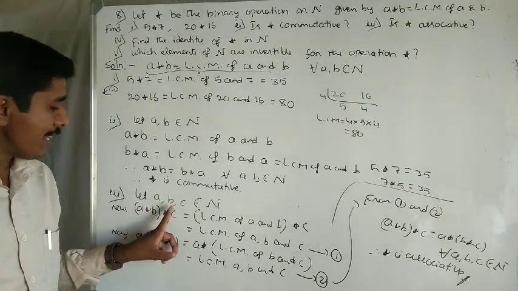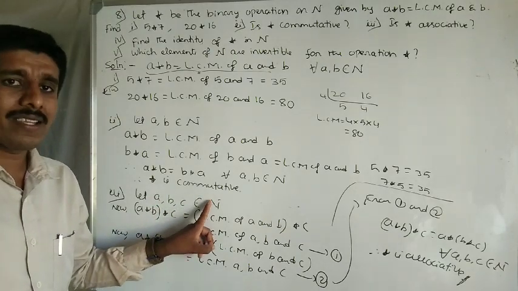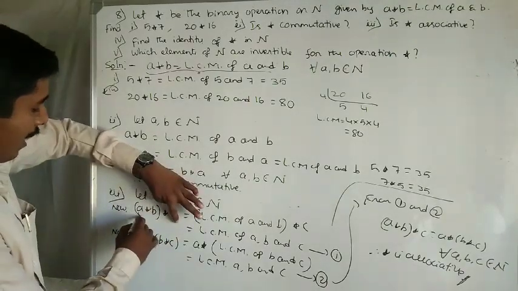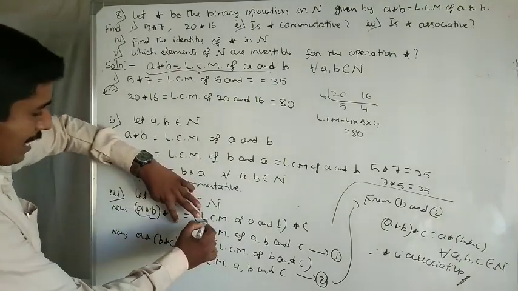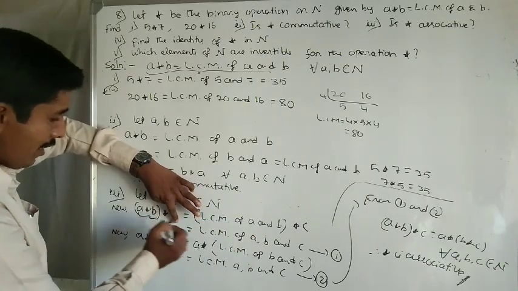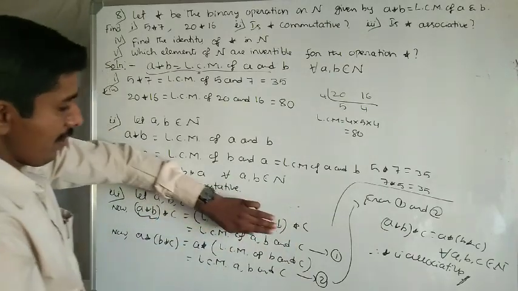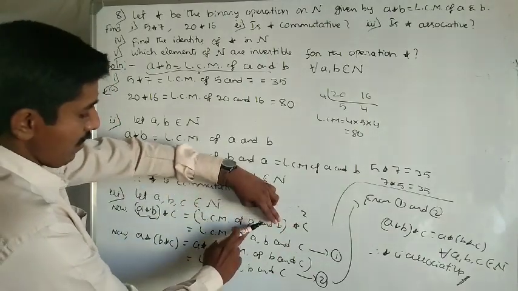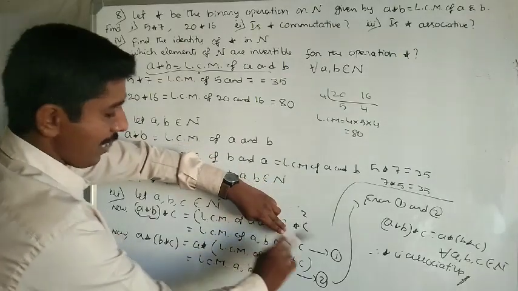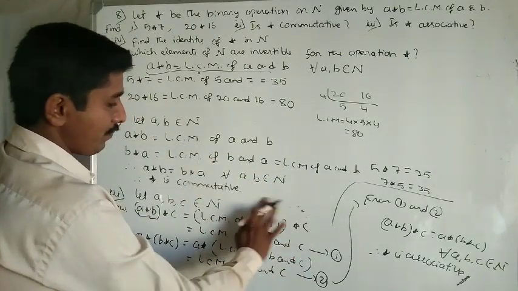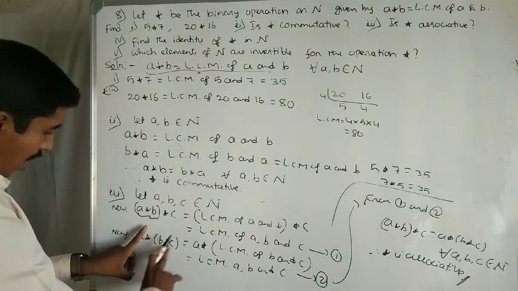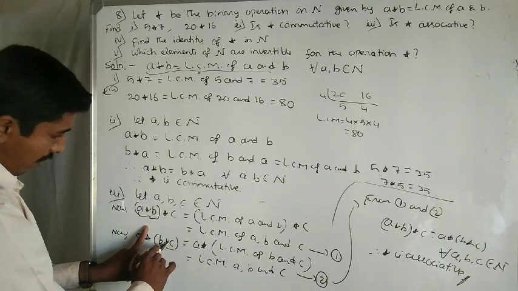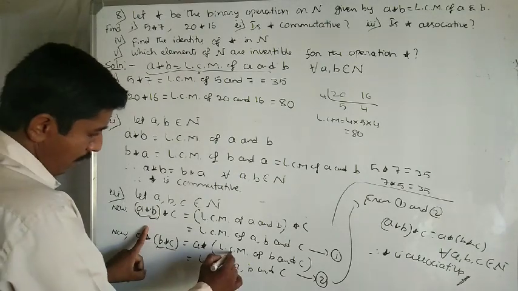Clearly it is associative. Let us take 3 elements. Let A, B, C belongs to the given set N. LHS: A star B, of star C. First within the bracket define the binary operation. A star B is LCM of A and B. Next star C as it is. This is the first one, this is the second one. LCM of first one and second one is directly LCM of A, B and C. Called equation 1. RHS: A star of B star C. A star of, within the bracket, the binary operation defining LCM of B and C.